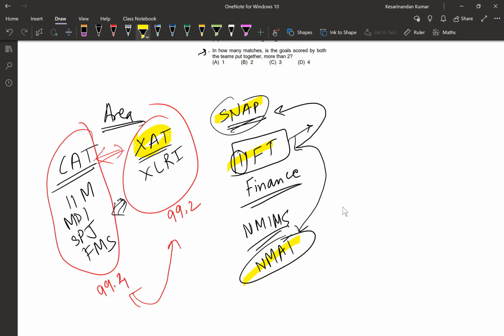That you can fill it till even November. So we have an ample amount of time. I think SNAP, IIFT and NMAT will also start rolling. I guess one of them has come, I'm not sure about it. It's just that the skill set and the knowledge of what you are learning for CAT is more than sufficient for SNAP, IIFT, and NMAT.